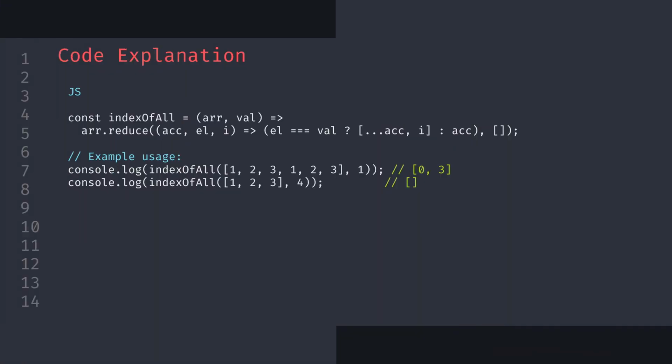This function loops through each item using reduce. If the current item matches the value, we add its index to a list. If it doesn't match, we simply move on. The result is an array of all matching indexes.